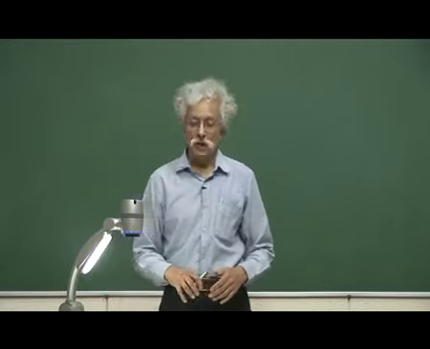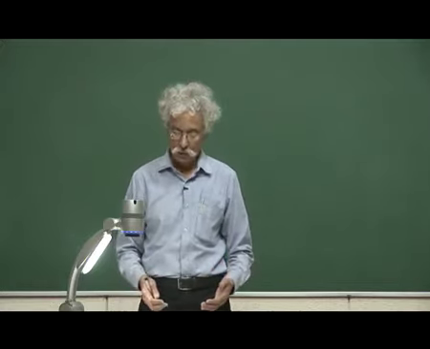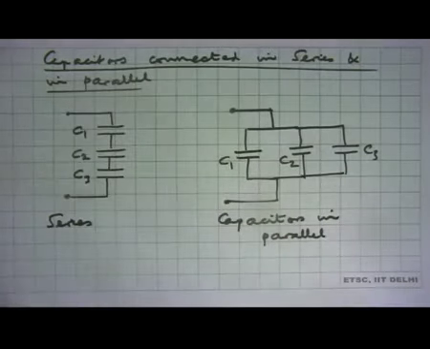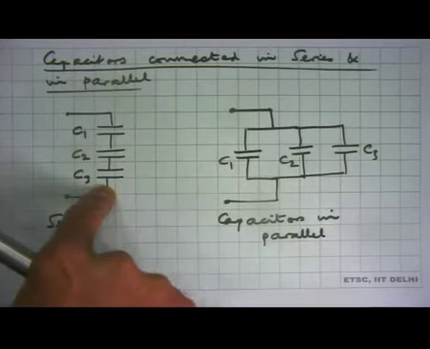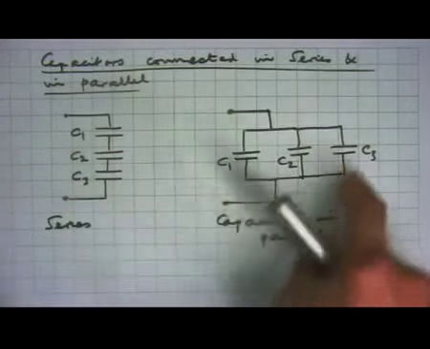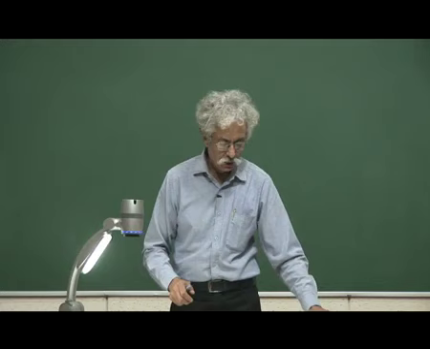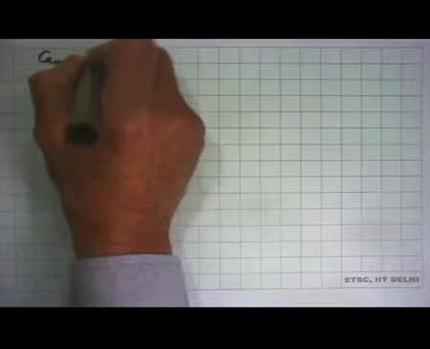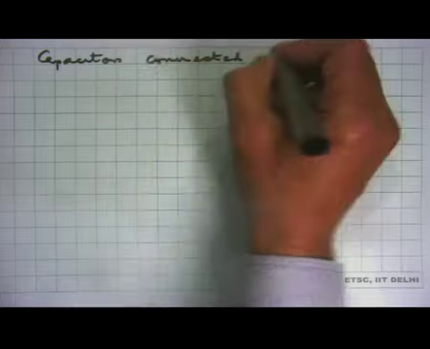So, the objective is now to find out what kind of capacitance this is equivalent to. I would like to replace this device consisting of 3 capacitors by a single equivalent capacitor. So, my objective now is to calculate the equivalent capacitor of capacitors connected in series or in parallel, and we will look at an example which actually contains both such configurations. So, let me look at first capacitors connected in series.